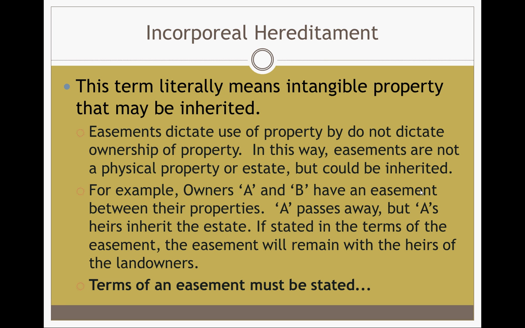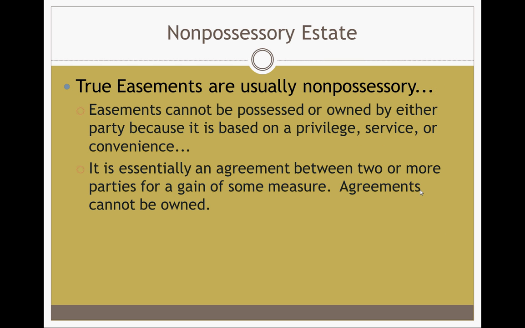So owners A and B have an easement. A passes away, so A dies, but A's heirs inherit the estate. Well, if it's stated in the terms of the easement, in the way it was written, the easement will remain with the heir of the landowners, okay? So, the important thing to remember here is that terms of an easement must be stated. If we don't state the terms inside the easement, then we're going to have a lot of issues with that easement, and that's where a lot of issues arise.